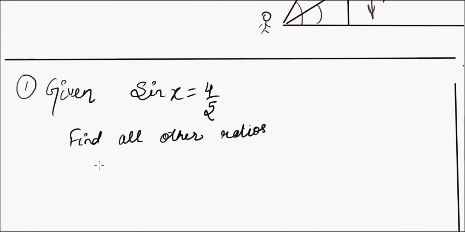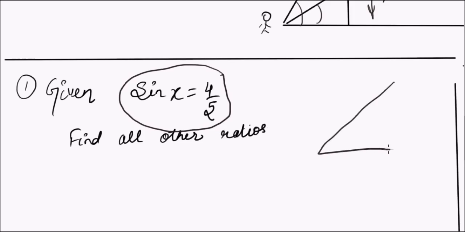For example, this question says, if sin x is given as 4 by 5, find all the other ratios. Now, since in this question only one ratio is given and nothing has been told about the triangle, friends, it is clear that if it is a trigonometric ratio, then it must be a triangle, and more specifically a right-angled triangle. Now x is the angle given, so this will be the angle x.